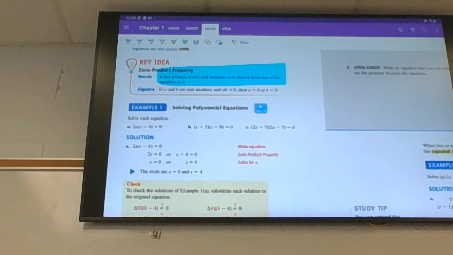Melina, I'm getting started now. If I multiply 2 things together, for instance, if I multiply 2 times x, and the answer is 0, what does x have to be? 0. Must be 0. That's what the zero product property says. Okay? That's it. Next.